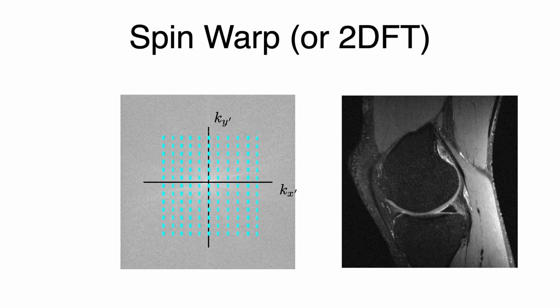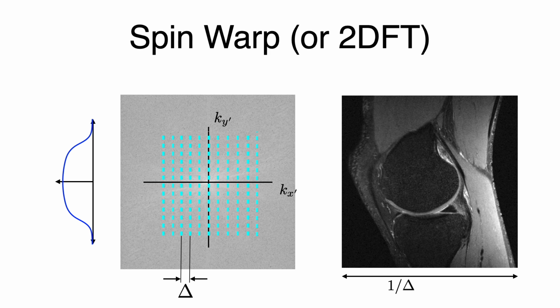And now that you're looking at it with fresh eyes, you might notice that the image is brightest in the center and gets darker as you go near the top and bottom edges. That's the effect of the anti-aliasing filter. We apply an anti-aliasing filter in the readout direction. We make sure that our lines are close enough to avoid aliasing in the horizontal direction, and that's how we prevent aliasing with the spin warp trajectory.